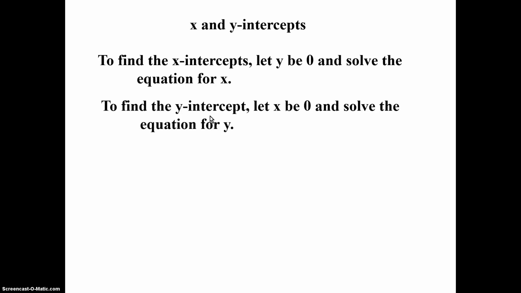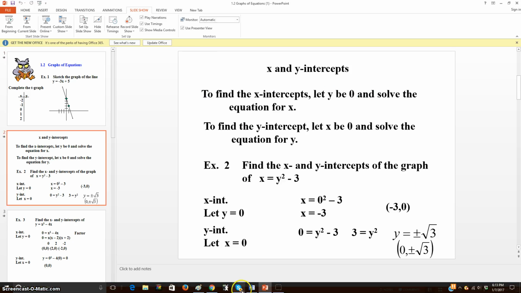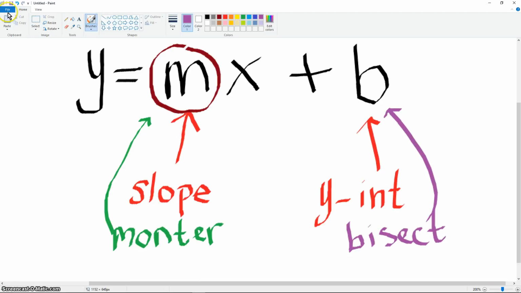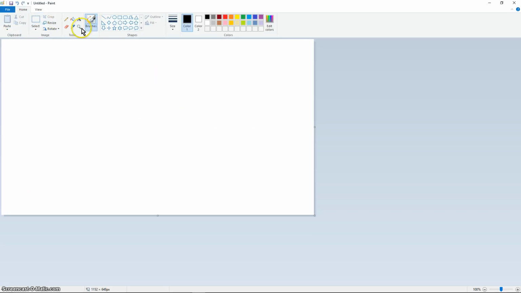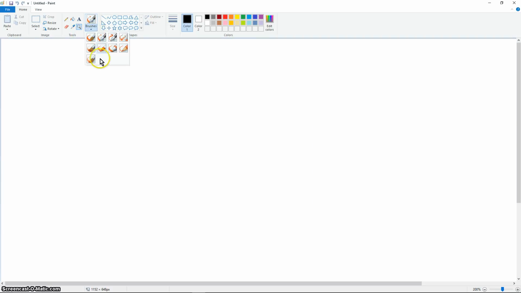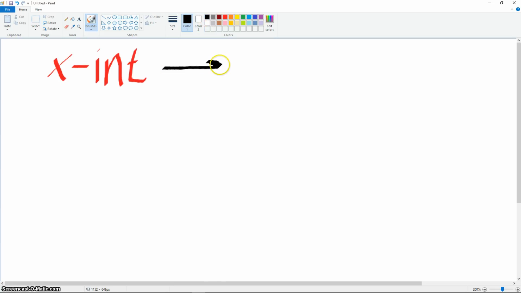Okay, before we start with an example, I want to share with you what I tell my students. When you hear the word x-intercept, I'm going to call it x-int for short. Like the slide says, we know one thing for sure that happens at the x-intercept. One thing that we know for sure is that y is equal to 0.